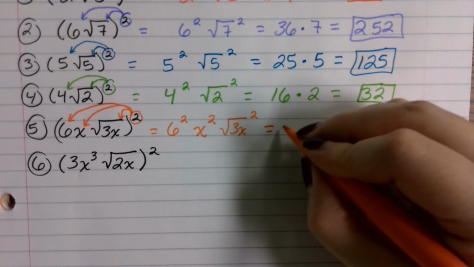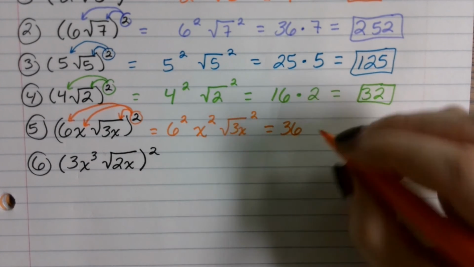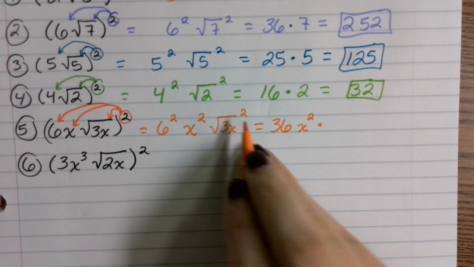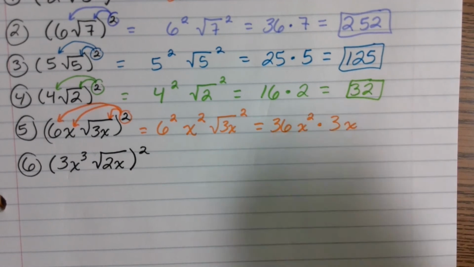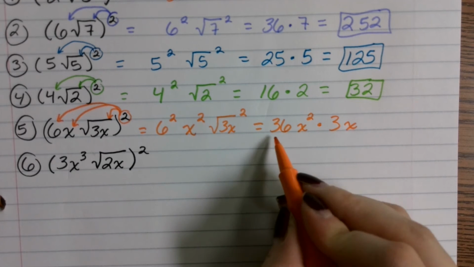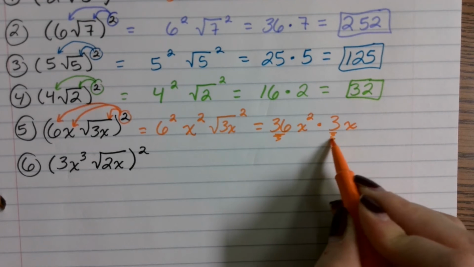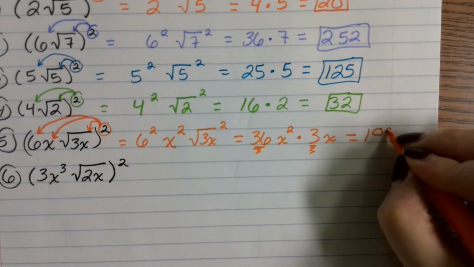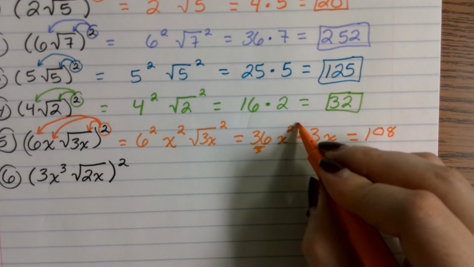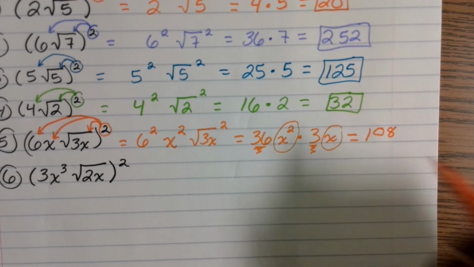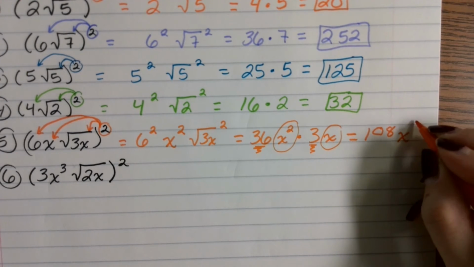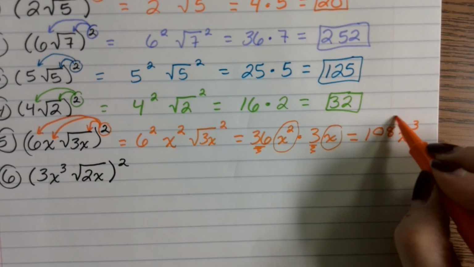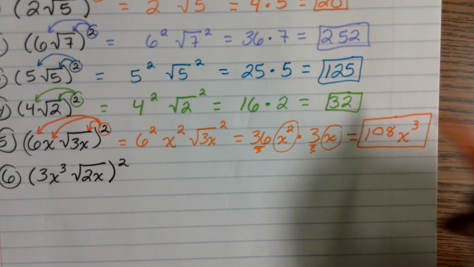6 squared is going to give you 36. x squared is going to give you x squared. And then the square root of 3x squared is going to give you 3x. So now you have to multiply 36 times 3, which is going to give you that 108. And then you have to multiply x to the second times x to the first, which gives you x cubed. So 108x cubed is your final answer.